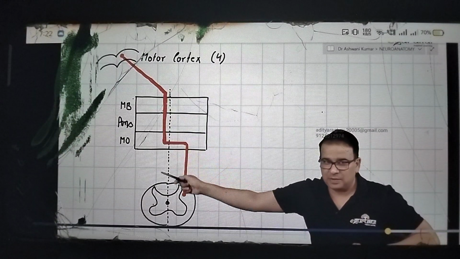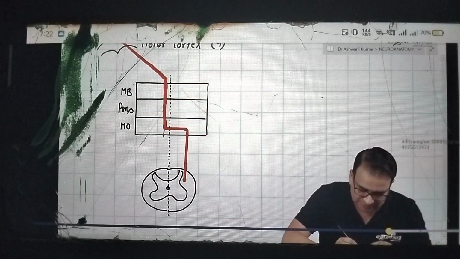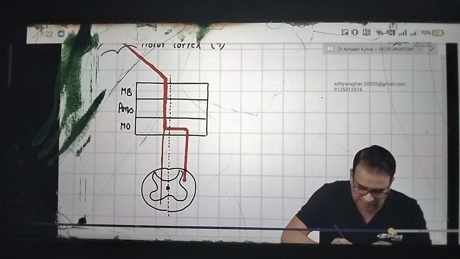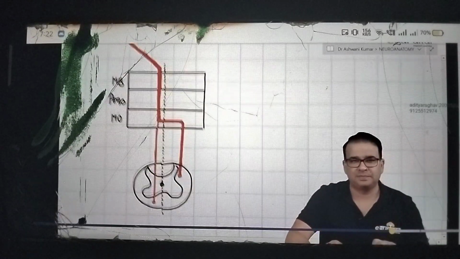But the remaining 10 to 15% of fibers will keep running on the same side. They keep running on the same side, meaning anteriorly or close to the midline only, and thereby they reach the anterior part of the spinal cord. That's why we call them the anterior corticospinal tract.